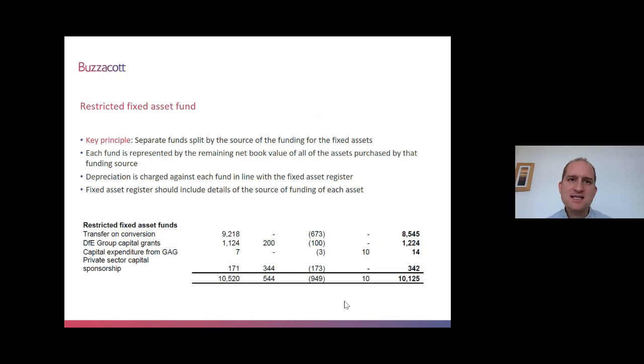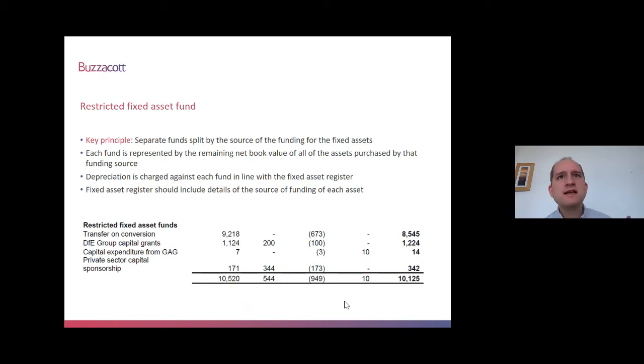So these balances are represented by a series of assets and their net book value. So how do you account for that? Well, really the only way to produce that information is if you've got a fixed asset register which tracks all of the fixed assets and their brought forward net book value and their depreciation charges in the year, and on that fixed asset register you track the source of funds for each of the assets. And so by tracking the source of funds, you can then produce this note, because then you can just filter by the GAG money, and then you can see what the brought forward and depreciation and carried forward balances are for that.